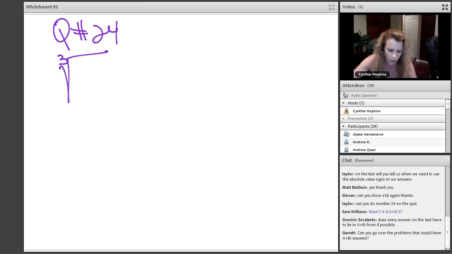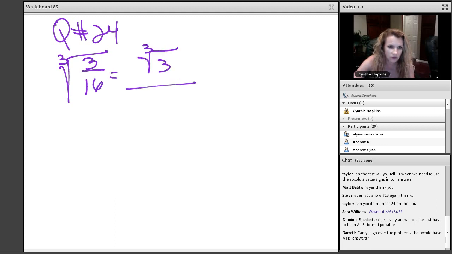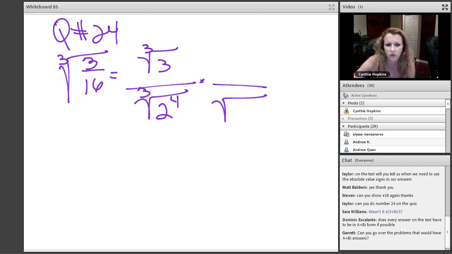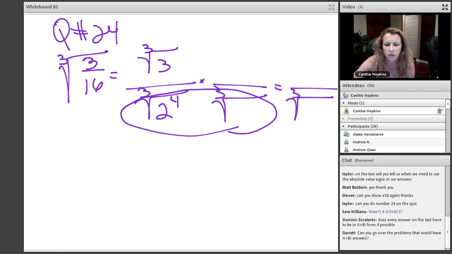So it has the cube root of 3 over 16. I'm going to split that up into the cube root of 3 over the cube root of 16, but instead of leaving the 16 as is, I'm going to write it as 2 to the 4th power. Okay, you also could have said 4 squared. I'm going to leave it as 2 to the 4th power though. So I'm trying to ask myself, what kind of cube root can I multiply this by so that I'll get a perfect cube over here when I multiply these two together?